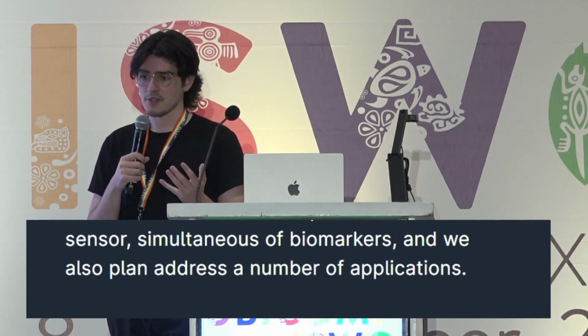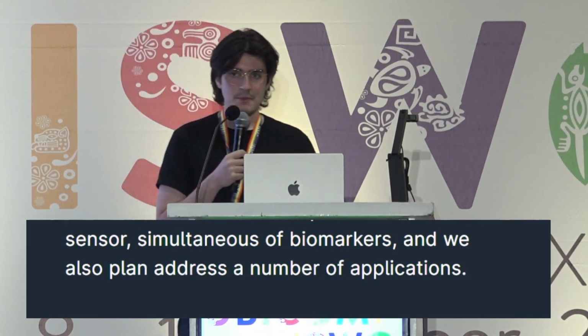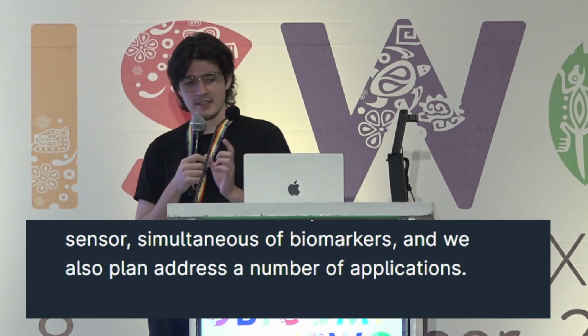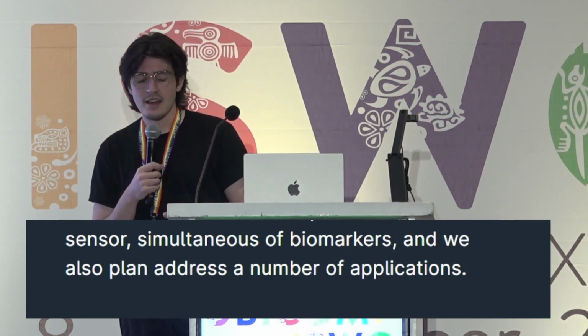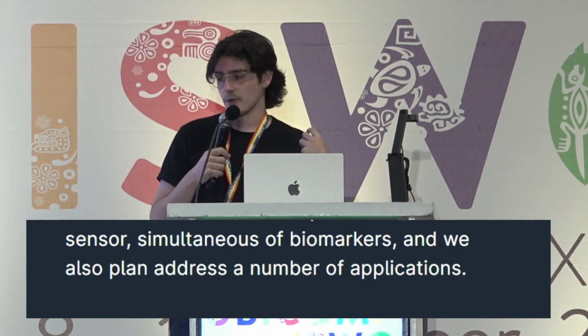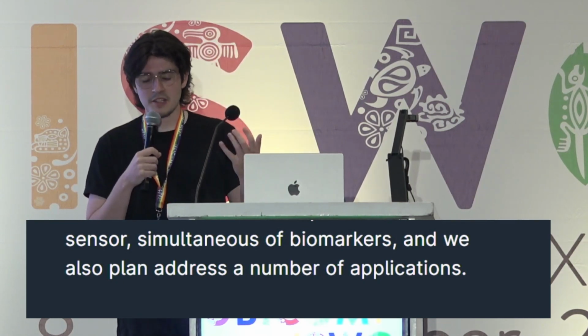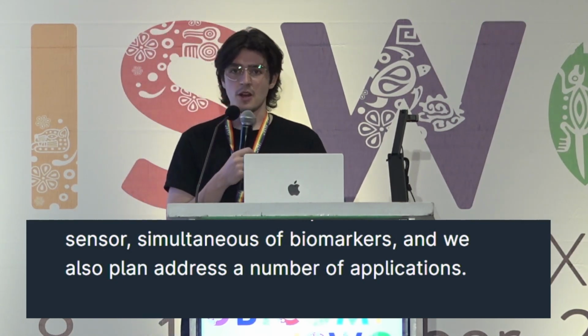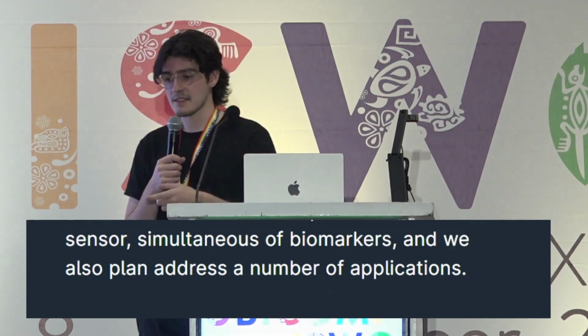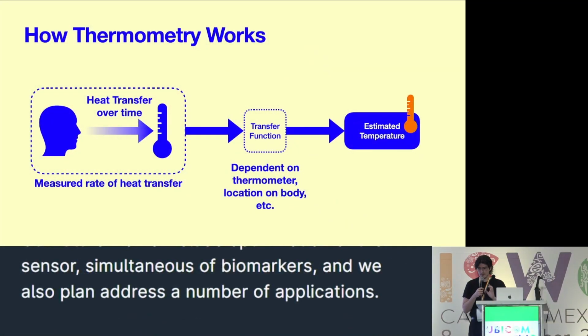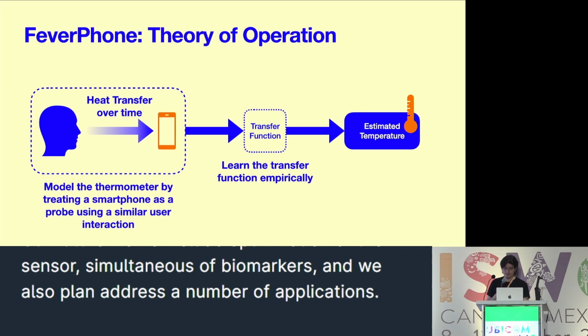So some background on how thermometry works. Essentially what happens is a thermal probe is brought into contact with a user's body, usually under their tongue, in their armpit, on their forehead, and basically just measures the rate of heat transfer from the user's body to the device. And then through some kind of transfer function, which can be theoretically defined or learned, and depends on the location on the body where you're measuring and also the type of thermometer, estimates your core body temperature from that rate of change.